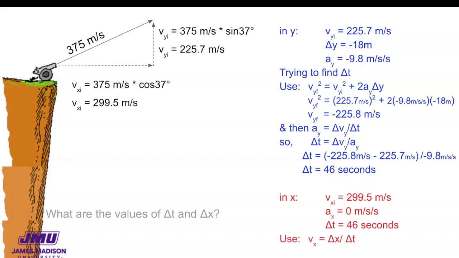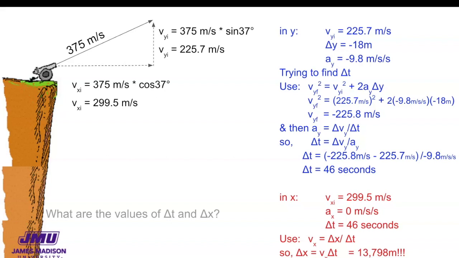So I would go to this equation that I've repeatedly mentioned is going to be the only equation that's useful to us in the x direction for a projectile, because all of the other kinematics equations we've talked about include acceleration, and we know that in the x direction there is no acceleration. So using this equation, I can find what delta x is, and that's the x velocity times delta t. So we get 13,798 meters, and I've got 3 exclamation points there because that seems really far.